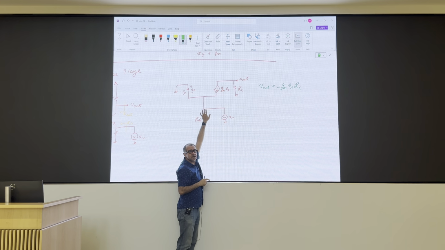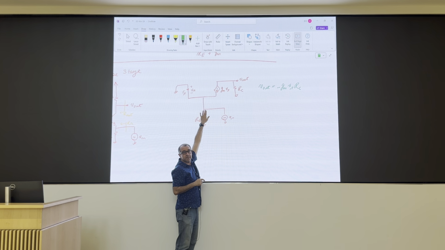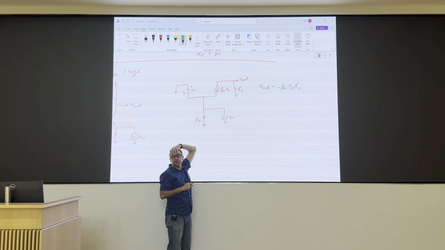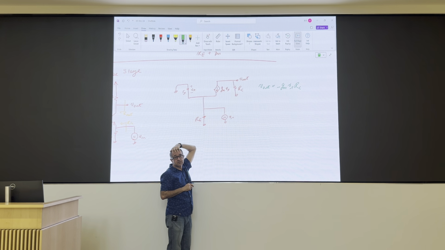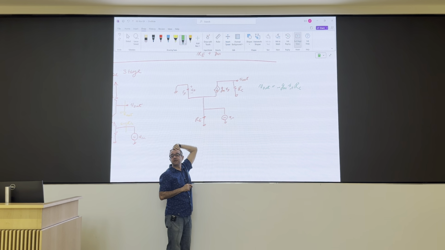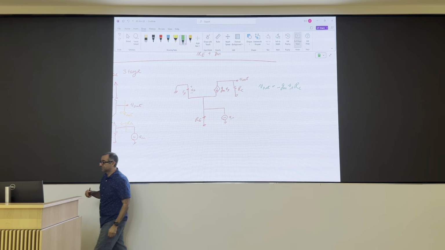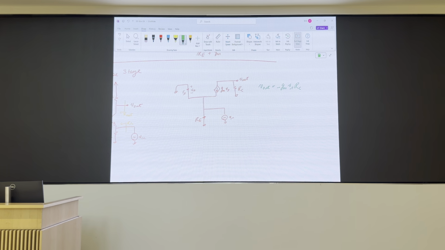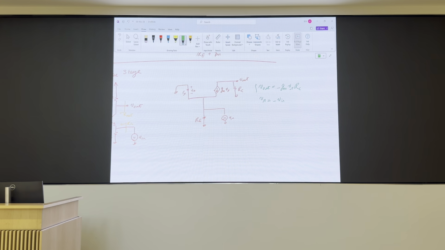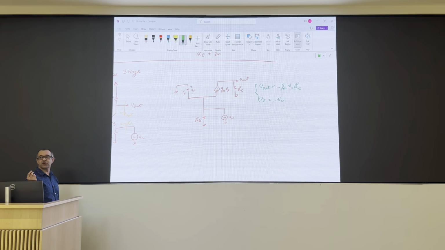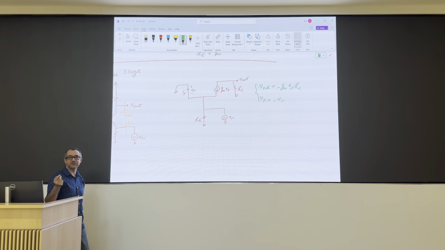KCL at this node should do it, right? Do I need to do that? No. Why not? Can't you just find it through r_pi? What is v_pi? So I don't need to write any more equations. I'm done. I found the main ratio.